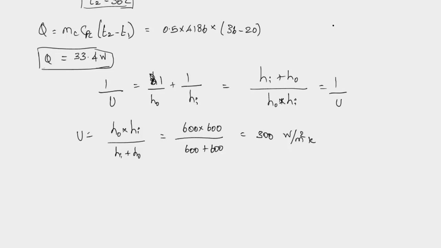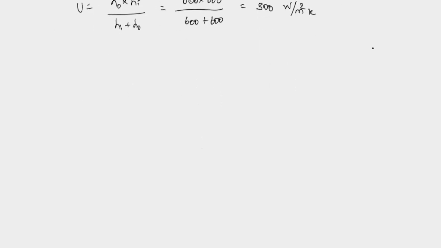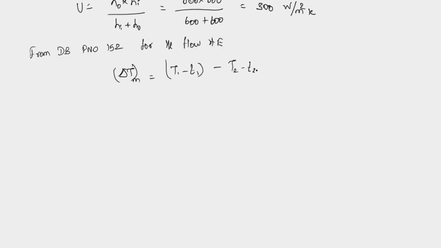So the remaining value you have to find out is del T LM. For this you have to take the formula. In the problem itself they have given that the heat exchanger type is parallel flow heat exchanger. So from the data book, write the page number, I think 152, for parallel flow heat exchanger, del T LM equal to (T1 minus t1) minus (T2 minus t2) divided by ln of (T1 minus t1) divided by (T2 minus t2).